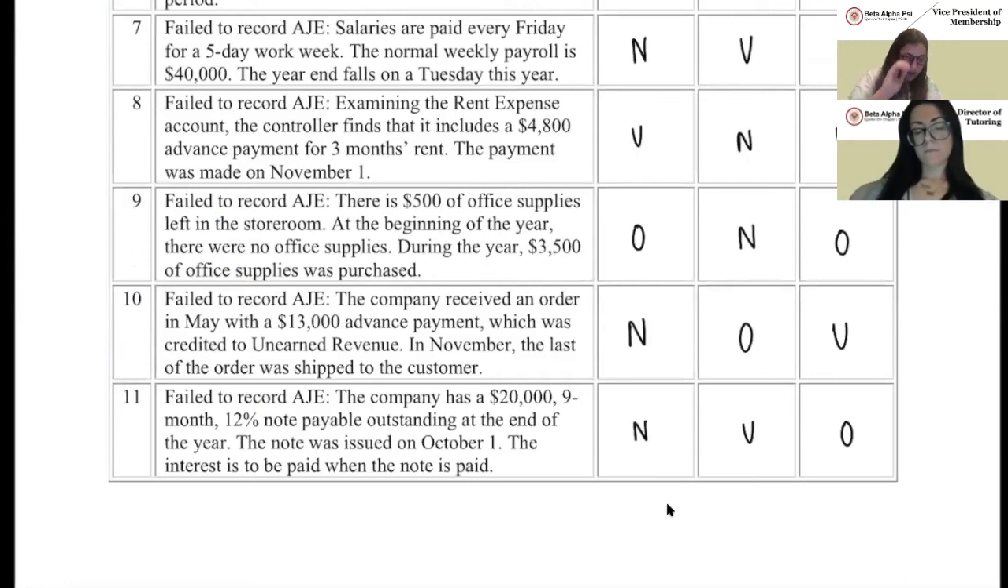All right, number 9. Failed to record adjusting journal entry. There's $500 of supplies left in the storeroom. At the beginning of the year, there were no office supplies. During the year, $3,500 of office supplies was purchased. So we have a beginning balance of 0, and we have purchases of $3,500. But at the end of the year, we only had $500 worth in the storeroom. So that means we had used the difference. We had used $3,000 worth of supplies during the year. So we have to expense that.